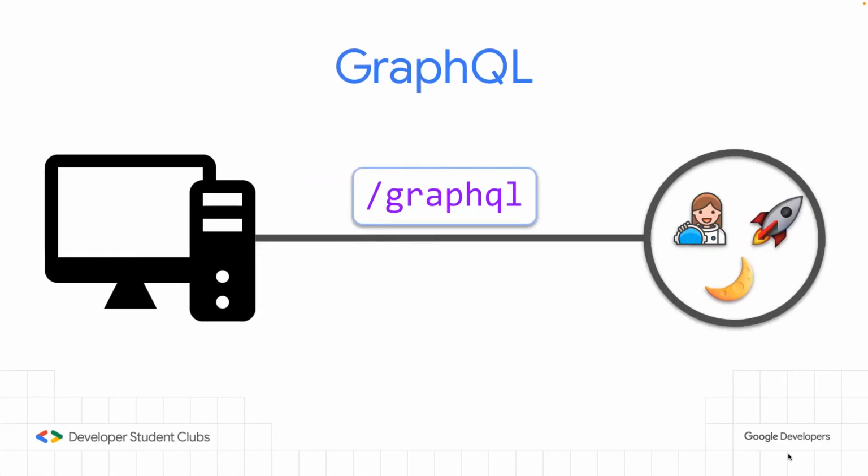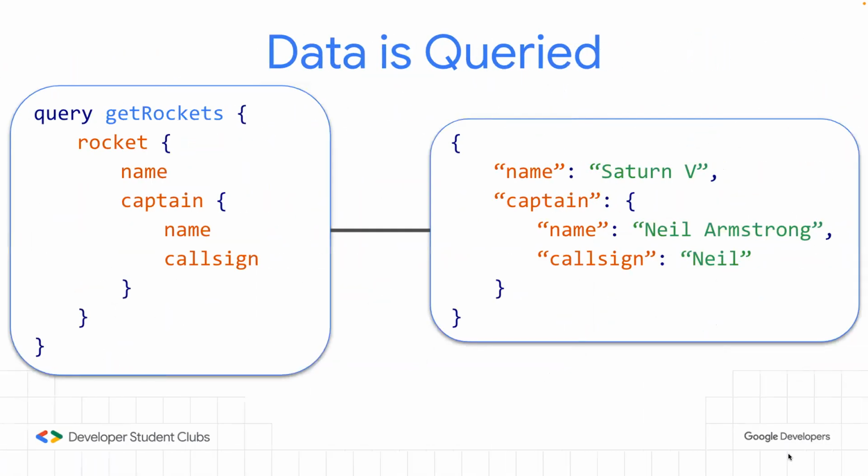GraphQL approaches this in a different way. We have a singular endpoint where you ask it specifically what you want, and it'll give you exactly what you asked for. It does that by using a query language that they created. On the left side, we have an example of what a query might look like. You basically ask it exactly for what you want: I want the rocket with the name of the rocket, the captain, the name of the captain, and the call sign of the captain.